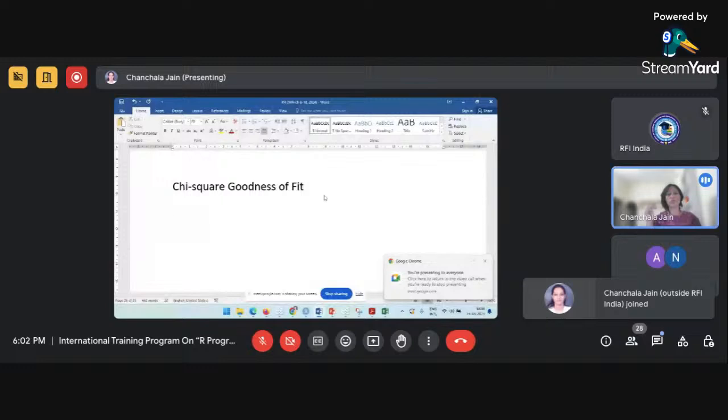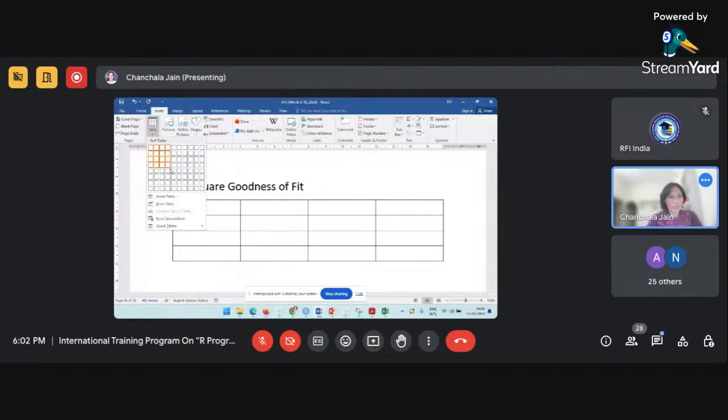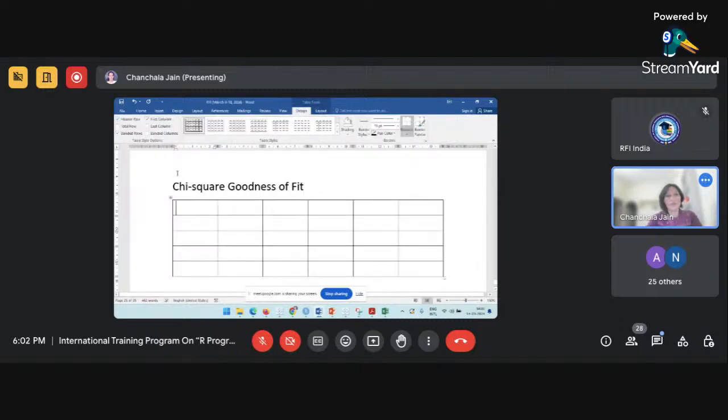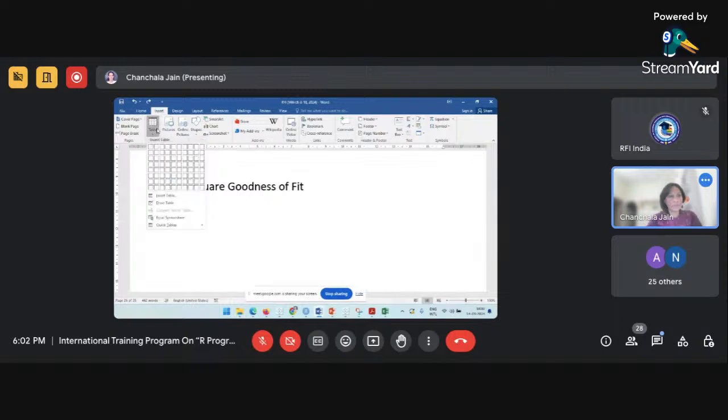So I was talking about chi-square goodness of fit, right? Here I'll take a table to make the thing clear. I'm making a small table with columns O, E, and O minus E square. I have taken one extra column; I need to take only 5.